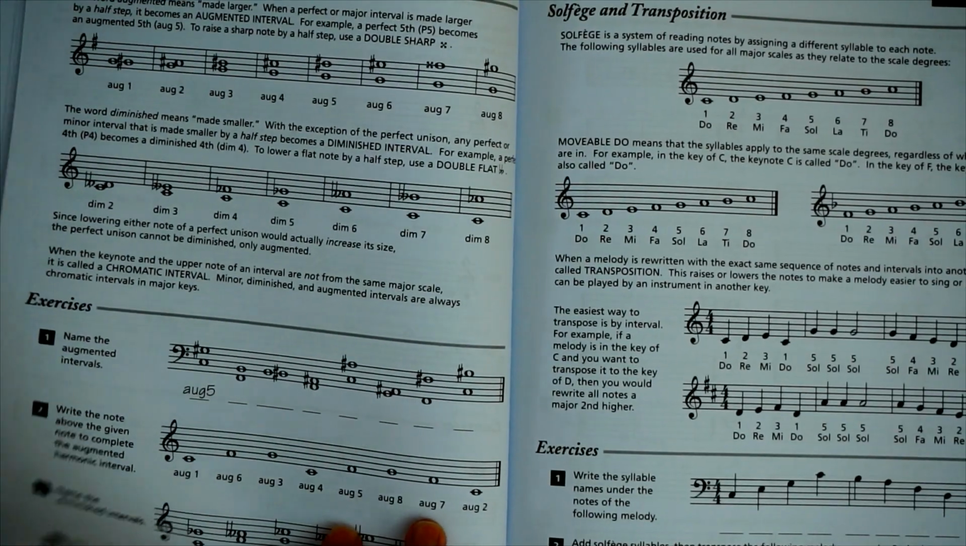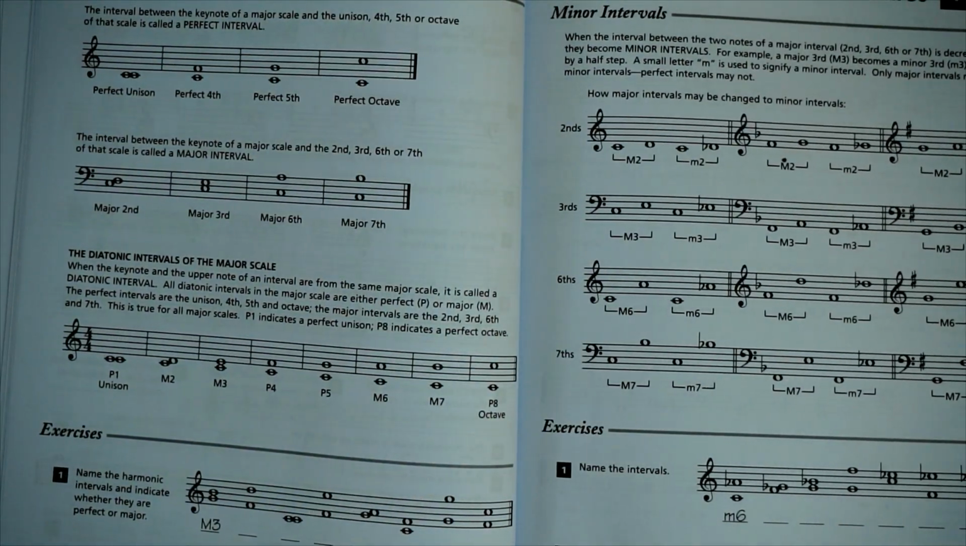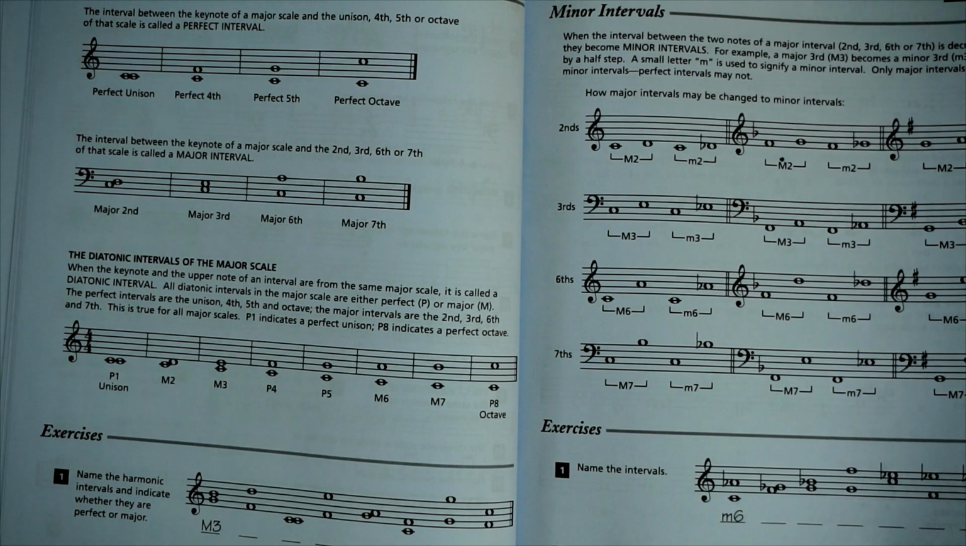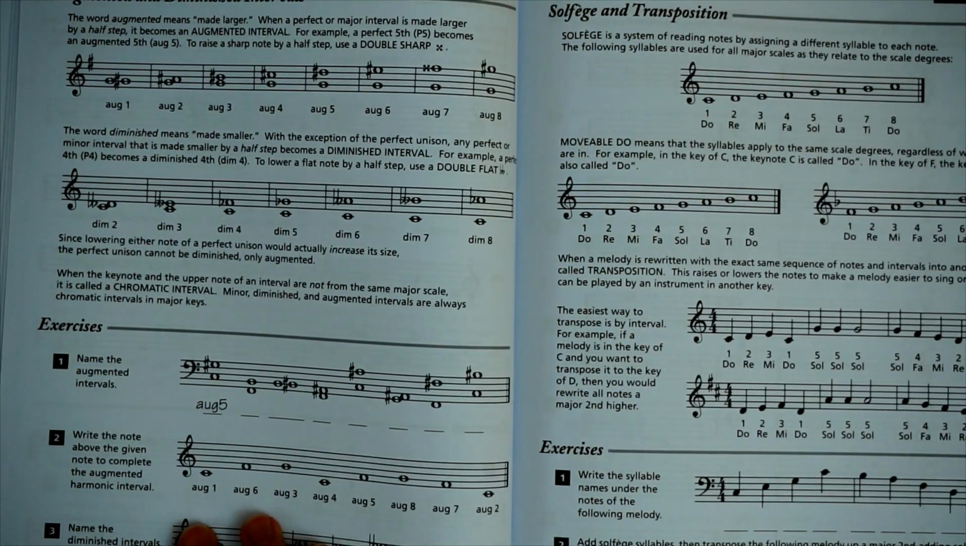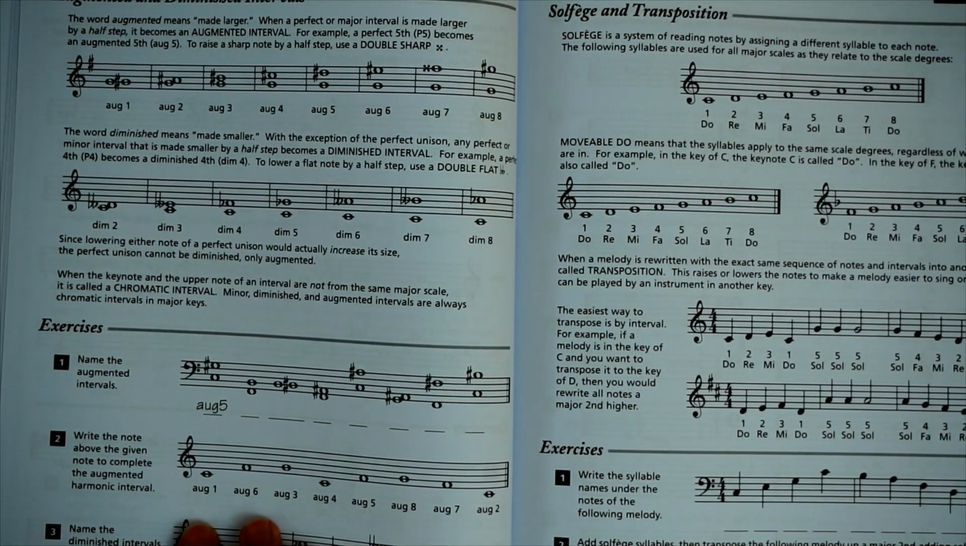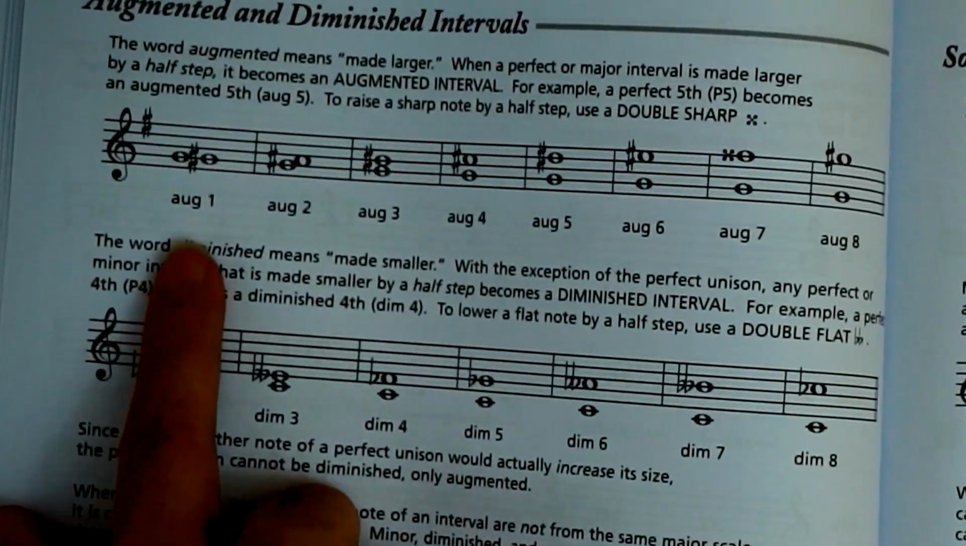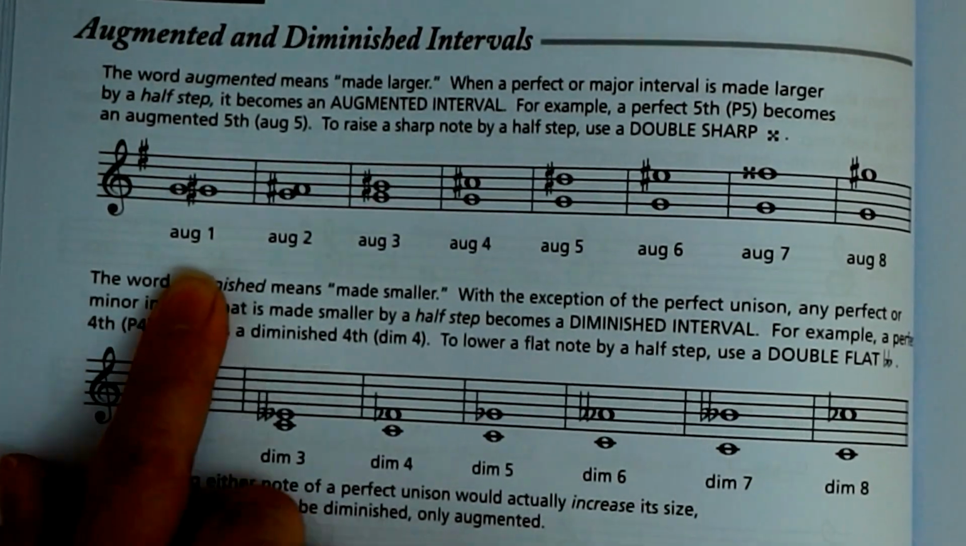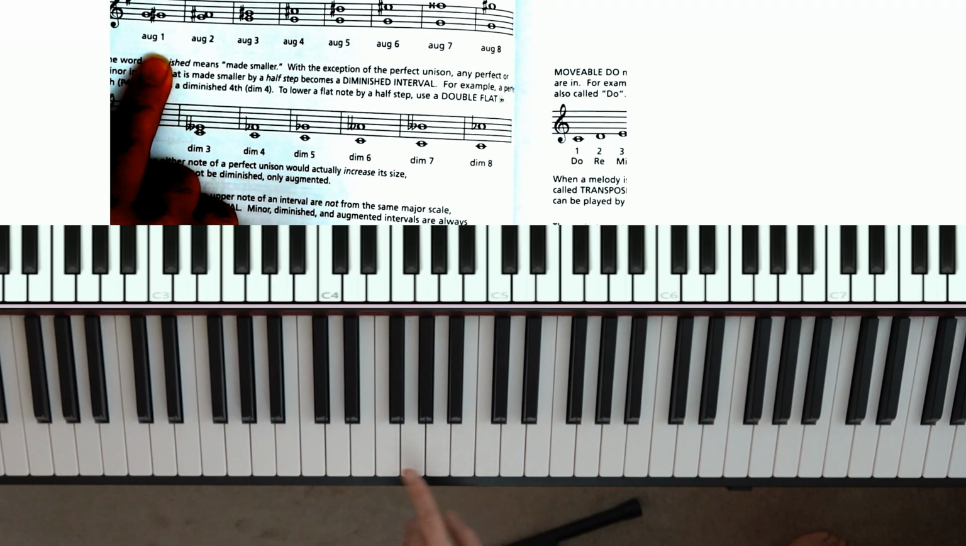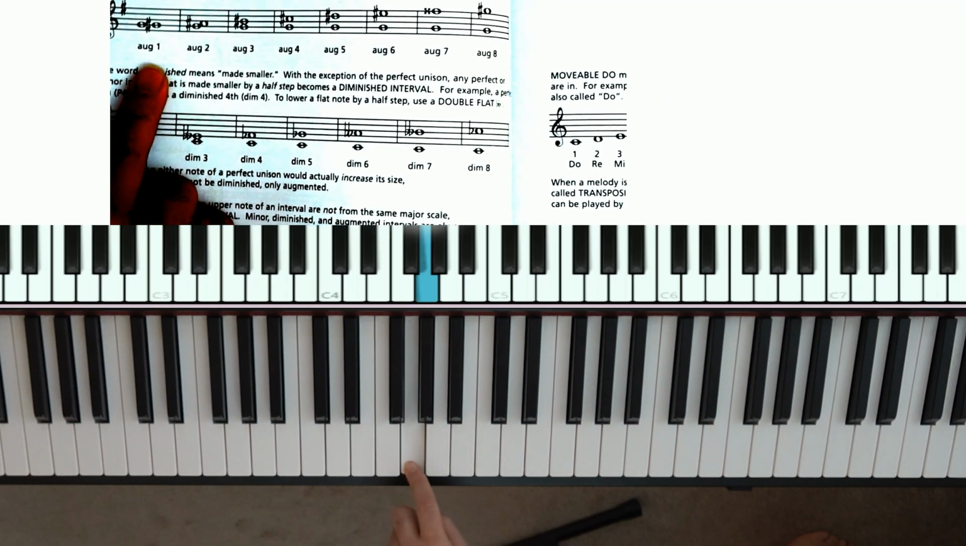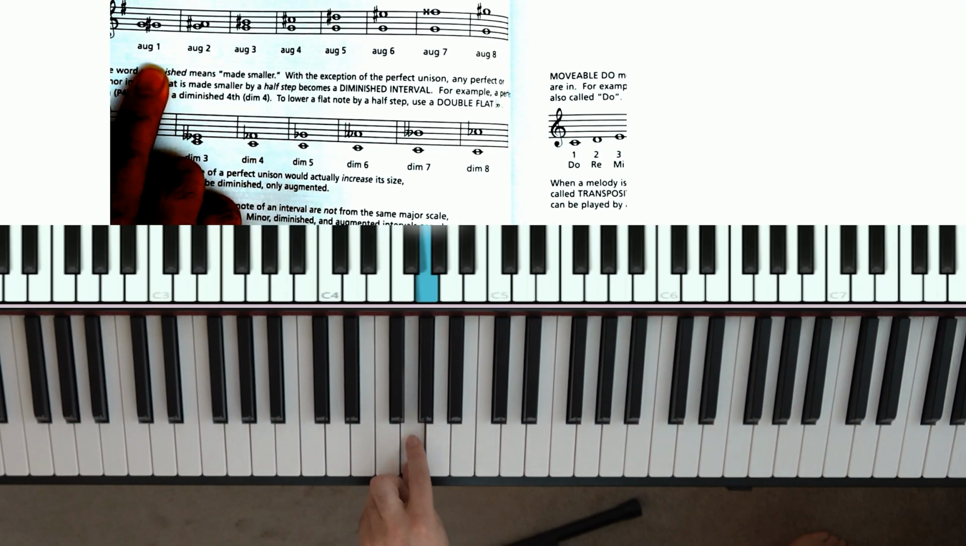So we talked about seconds, thirds, sixths, and sevenths, the major intervals. But what about the perfect ones? What happens if we mess with those? Well, let's take our unison. If you have a unison, G in the same G would be a unison. But say that you took one of those and you sharped it. This is what we call an augmented one or an augmented unison.